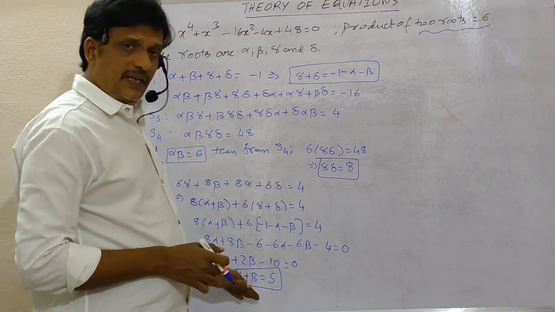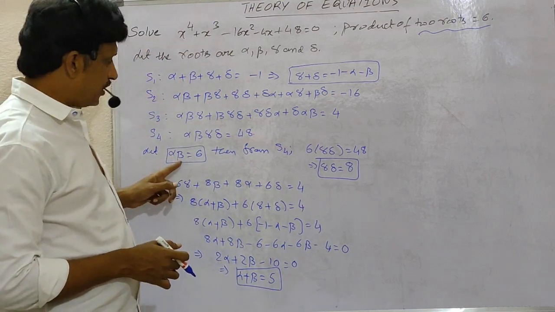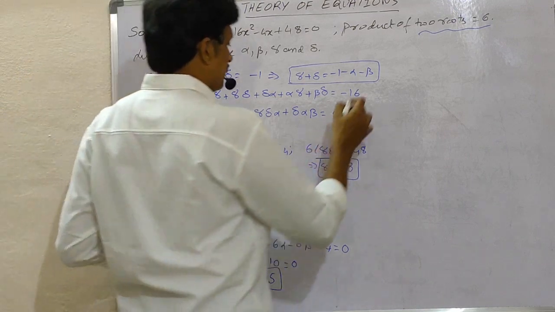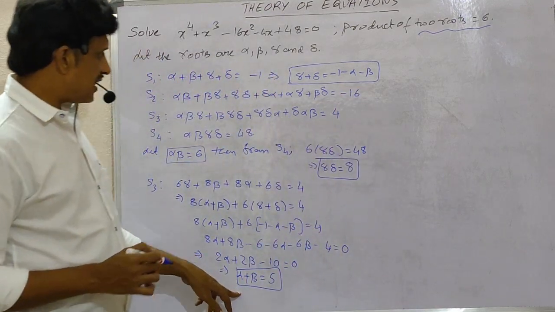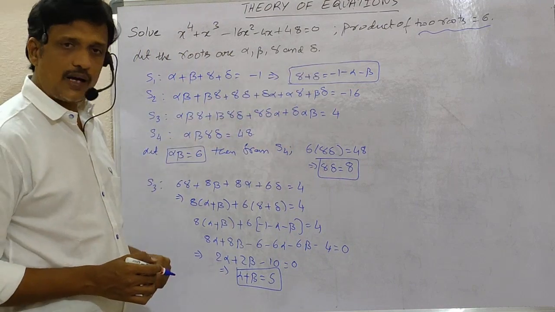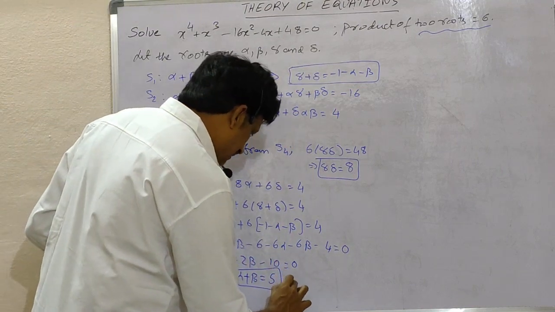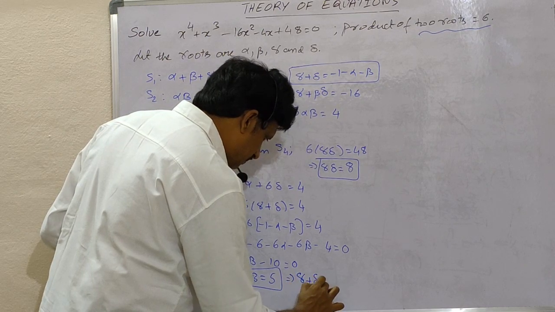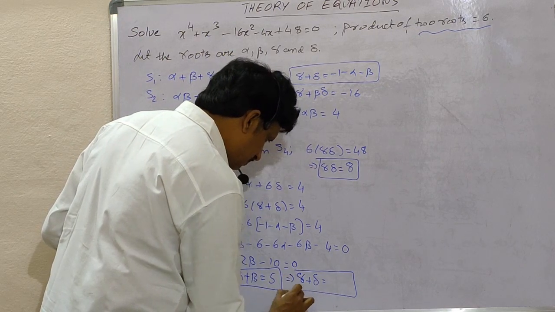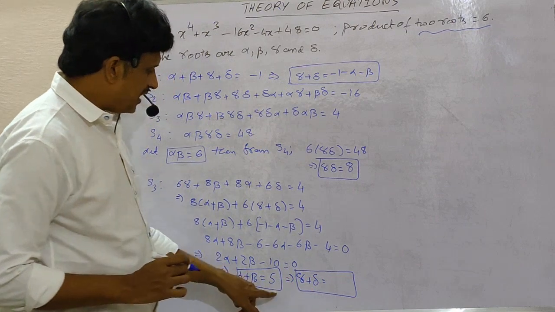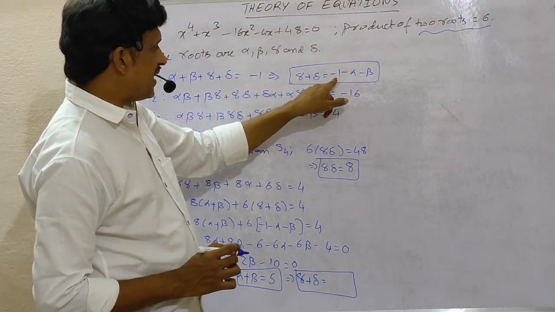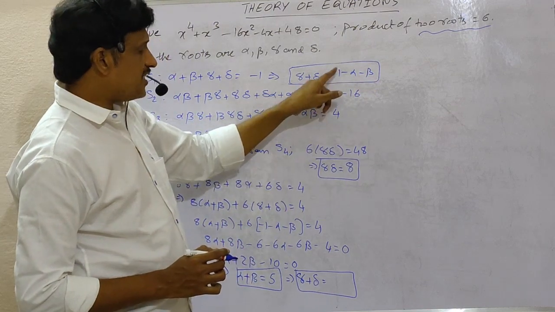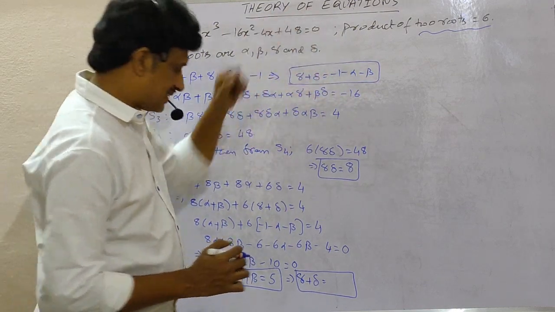If alpha plus beta is equal to 5 and alpha into beta is equal to 6, you can find alpha and beta like this. But after getting alpha plus beta, first write the gamma plus delta value also. Then gamma plus delta is equal to -1 minus of alpha plus beta, and alpha plus beta is equal to 5. So -1 minus 5 will be -6.